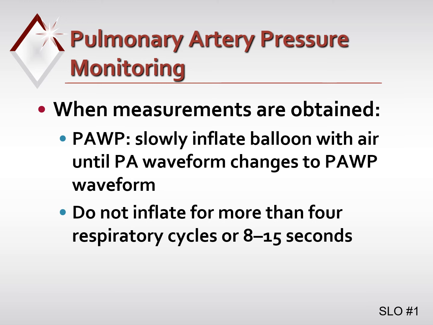How we're going to do this is we're going to slowly inflate the balloon with a maximum of 1.5 mLs of air until we see the tracing that we saw on the previous slide that shows the PAWP waveform. This will give you that wedge pressure. However, we don't want to inflate it for too long, because it's blocking circulation when we inflate that balloon. So no longer than 8 to 15 seconds to obtain that pressure.